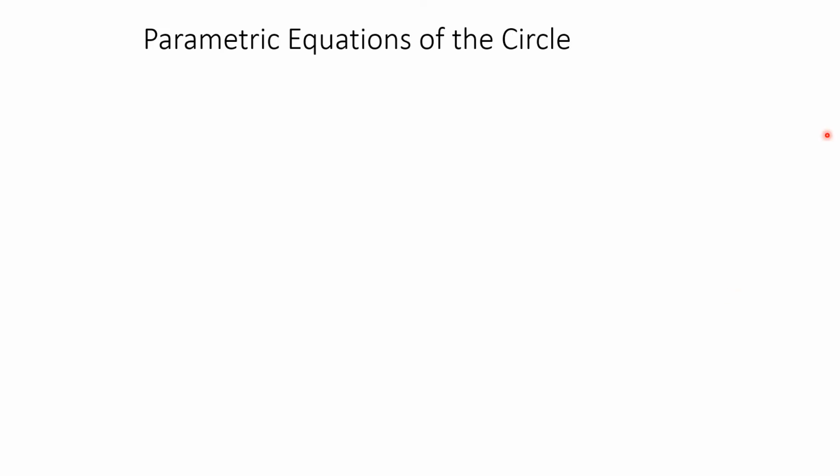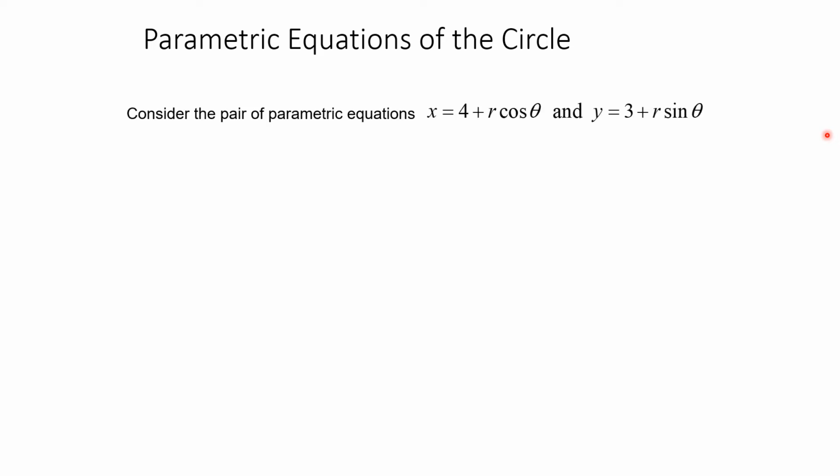Now we will look at another example of parametric equations, which involves a circle. Consider the pair of parametric equations as x equals this and y equals this. To recap, in order to get a circle equation, you need an equation which involves the center and also the radius. The general equation is (x minus a) squared plus (y minus b) squared equals r squared. So you try to write this in terms of that equation.